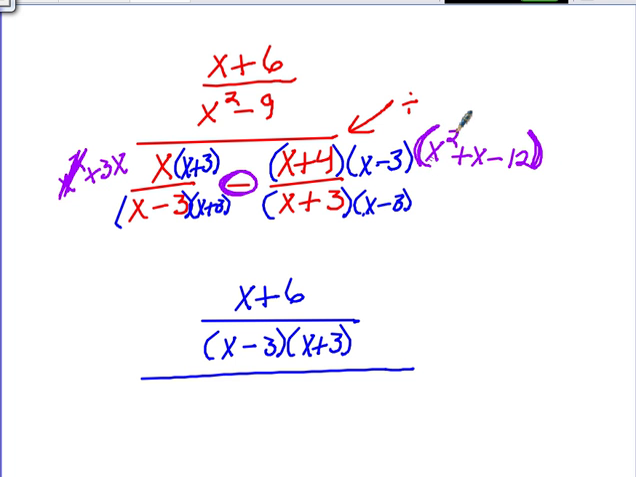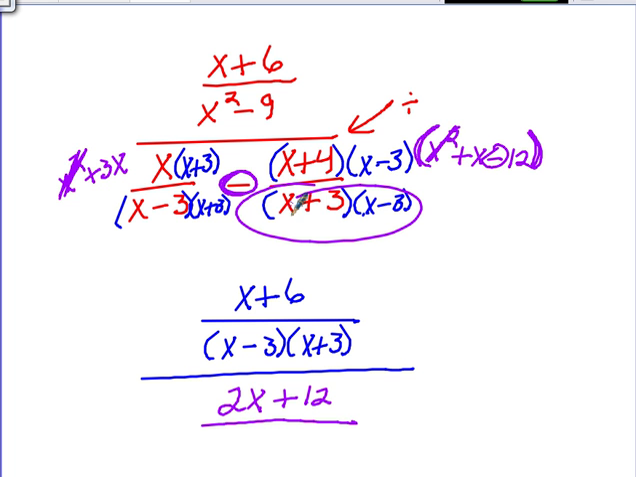X squared minus x squared goes away. 3x minus x gives you 2x. And nothing, there's nothing to combine with minus 12, so you have 0 minus minus 12, minus minus will be plus 12. A lot of people would miss that symbol right there. Over x plus 3, x minus 3.